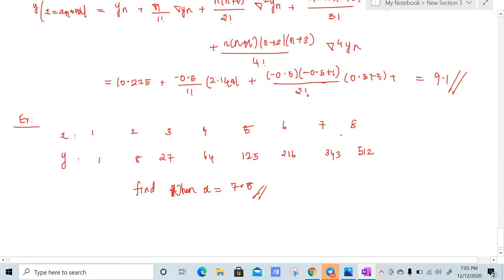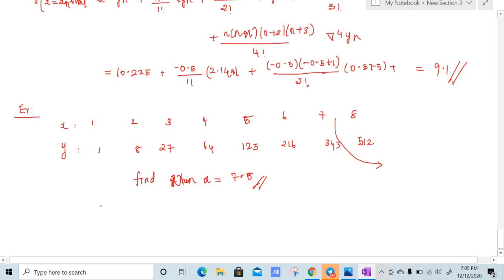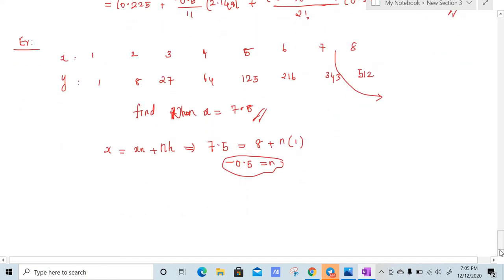Now we need to find y of 7.5. You can see 7.5 lies at the end of the table, so you will use the Newton backward interpolation formula. Find the difference table. I'll just find n: x is equal to xn plus nh, so x is 7.5, xn, the last value of x, is 8, plus n into h, where h is 1. So 7.5 minus 8, which is minus 0.5, is equal to n. Make use of the difference table to find yn, nabla yn, nabla square yn, and then use the formula and you will get the answer.